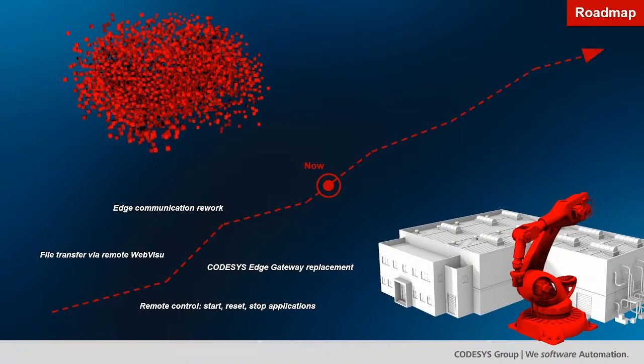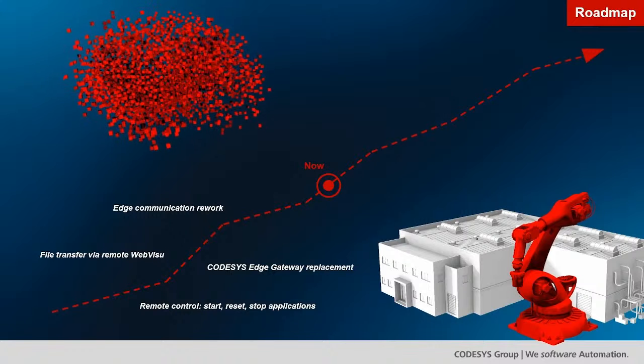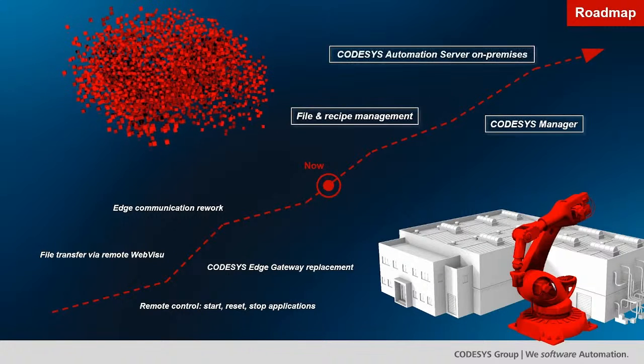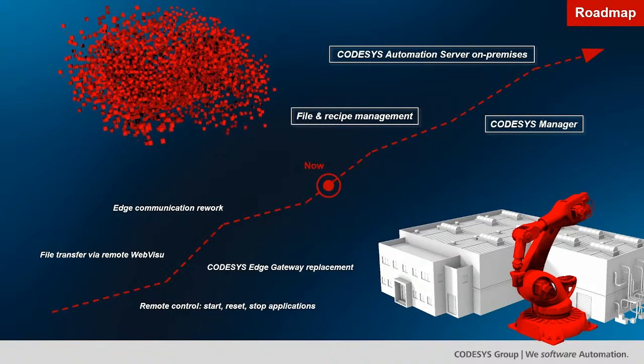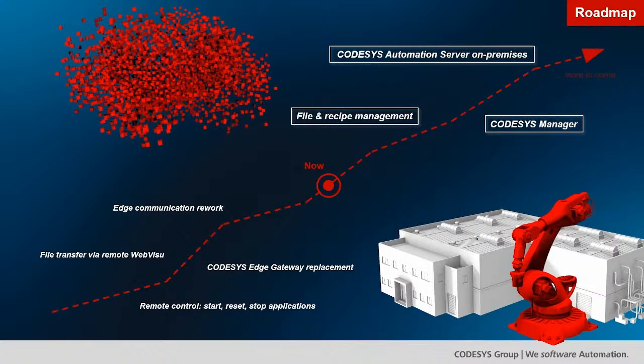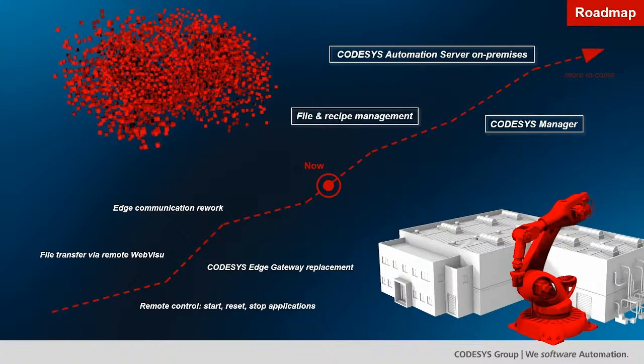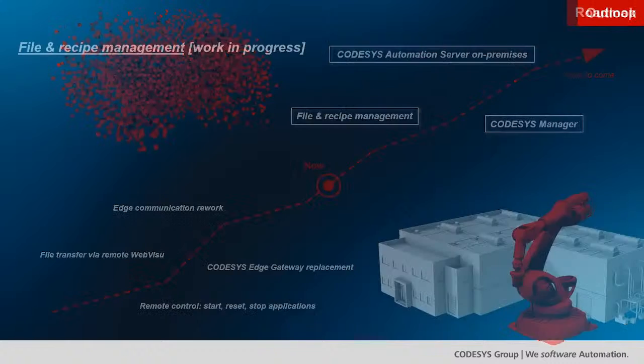So far, we had a look at the items on the left-hand side. I now want to give a short outlook on the file and recipe management on the CODESYS automation server, and on premises hand in hand with the CODESYS manager.